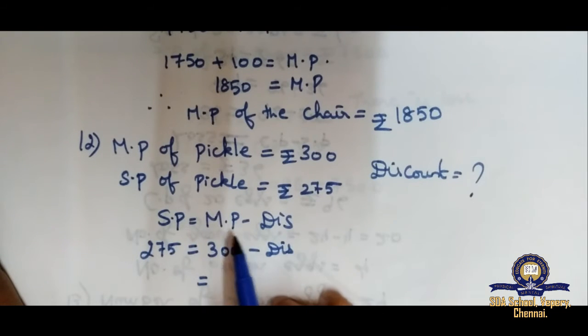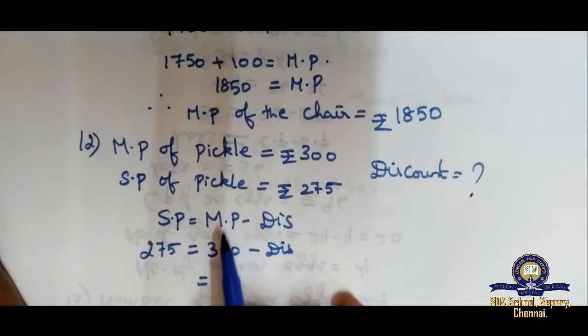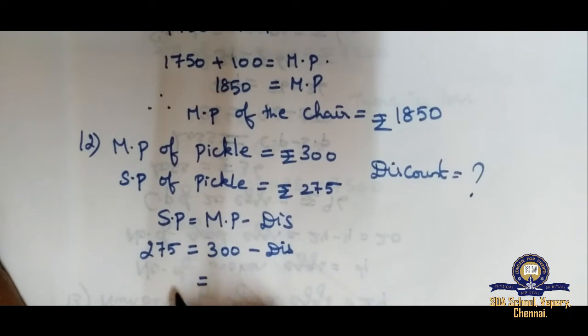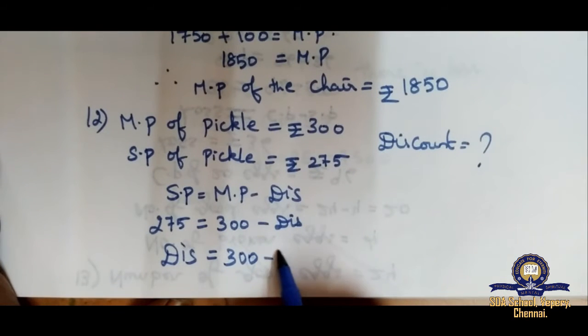Selling price is equal to marked price minus discount. Selling price is 275, marked price is 300 minus discount. So I am going to take this minus discount to the left hand side. Minus becomes plus if it goes to that side. So 300 already in the right hand side, so I have written 300. Here plus 275 is there. If I take plus 275 to this side, it becomes minus 275.